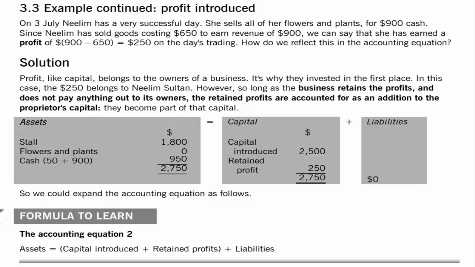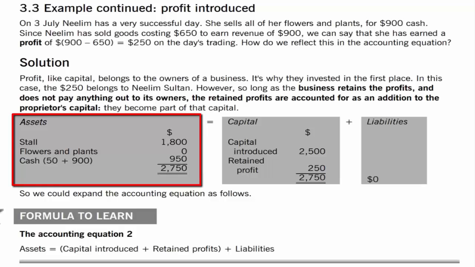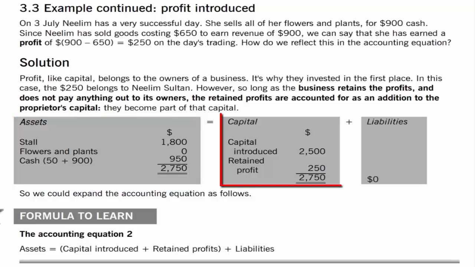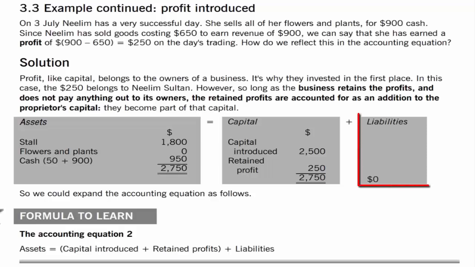Assets equals capital plus liabilities. Breaking it down again. Assets now include market stall, $1,800, unchanged. Cash, $50 remaining cash, plus $900 sales equals $950. Total assets, $2,750. Capital now includes original capital introduced, $2,500. Retained profit, $250. Total capital, $2,750. Liabilities remain $0 because there are no loans or debts.